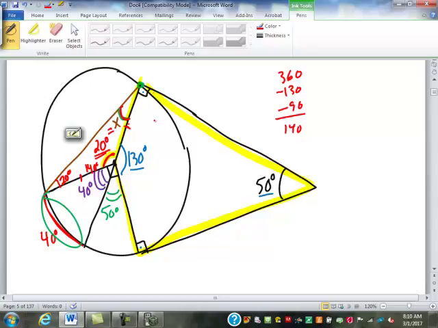Is that going to work for a test? Yep, that'll work as long as you get to the angle. I mean, with all of these angles, there's a lot of times going to be three or four different ways of doing it.